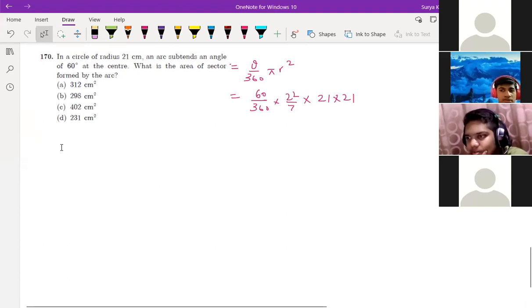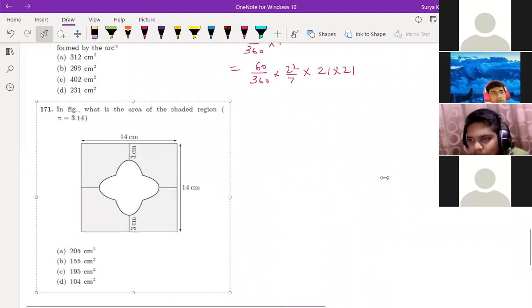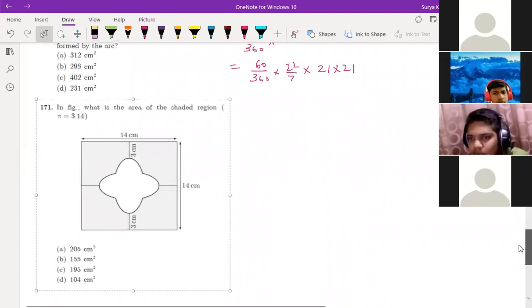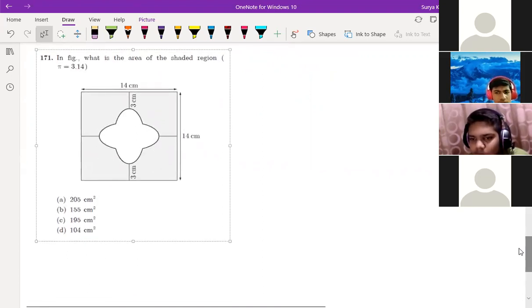Now see, next question is 171. Question number 170. All of you solve this answer. This question is a bit interesting, but anyway, we have done it in extra questions. Okay. So how to find the area of the shaded region here?